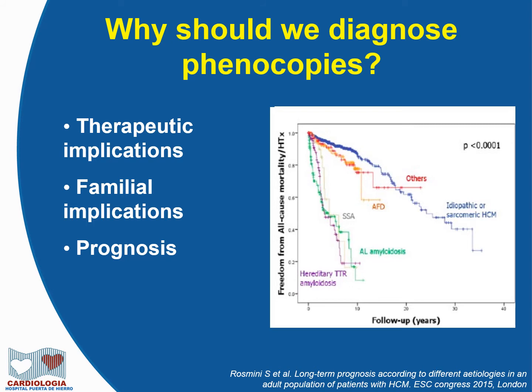And even if we make subgroups within these phenocopies, we can see that some cases such as amyloidosis have a worse prognosis than some other cases such as Anderson-Fabry disease. And it's also important because we have more specific therapies for these patients. So it's really important to reach the etiological diagnosis.